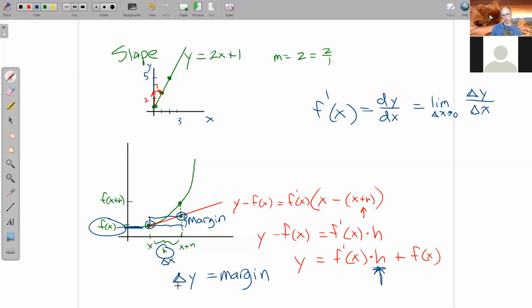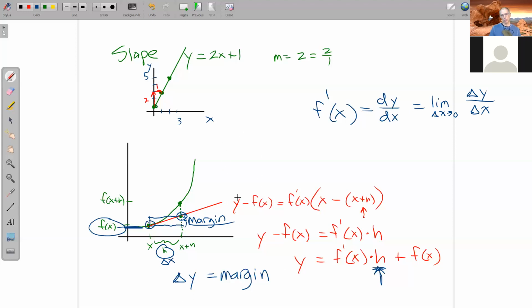So our margin is that change. h is some real number like 1 or 0.1 or 0.01. So remember, h or delta x are supposed to be small. Small should be less than 1, but sometimes we let it be 1, especially when we're talking about marginal change. And I'll get to that in an example in a sec.